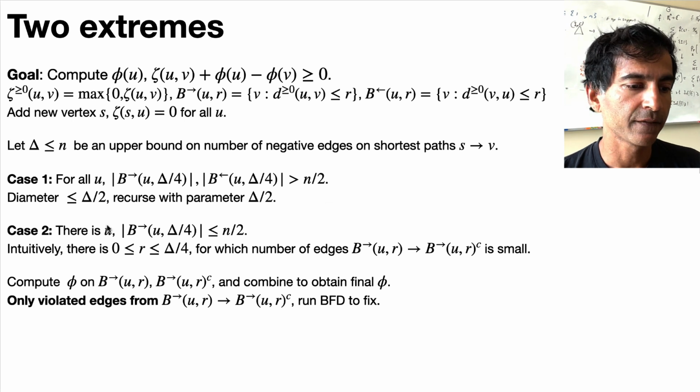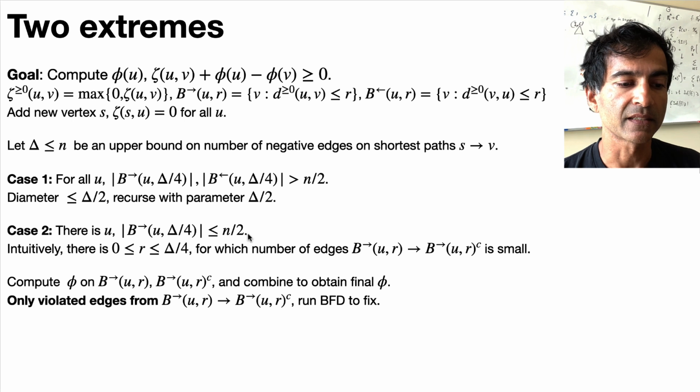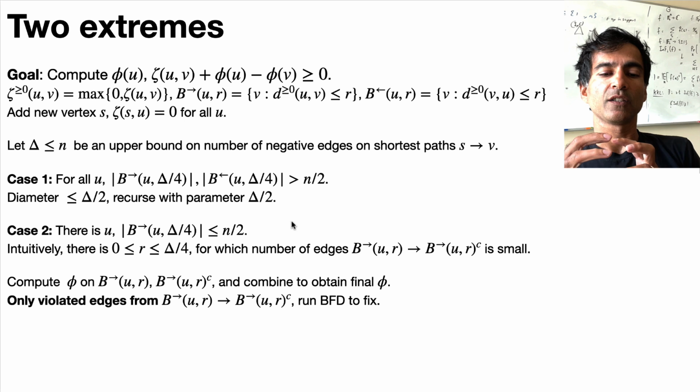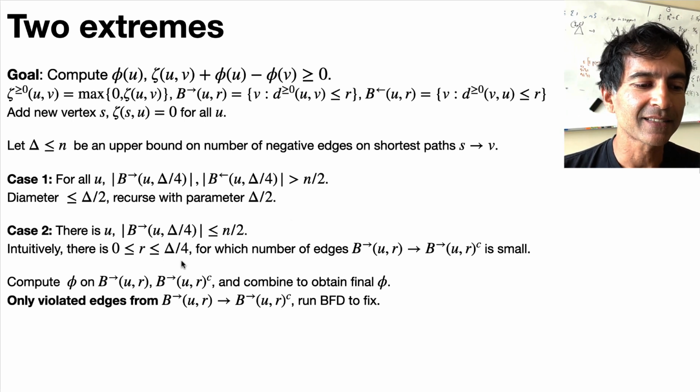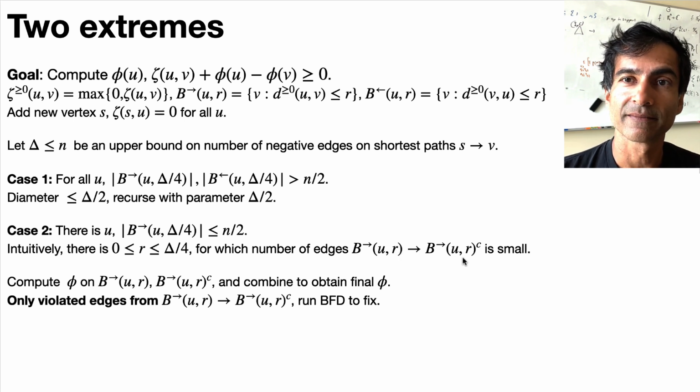On the other hand, if there is a vertex u where one of these balls, say this one, is small, then intuitively the balls are not expanding very fast. So intuitively there must be some radius for which the number of edges going from the ball of that radius to the complement is small. Okay, the edges crossing from inside the ball to outside must be small.